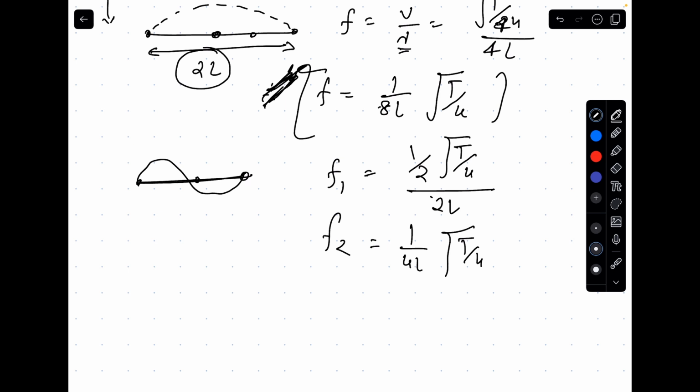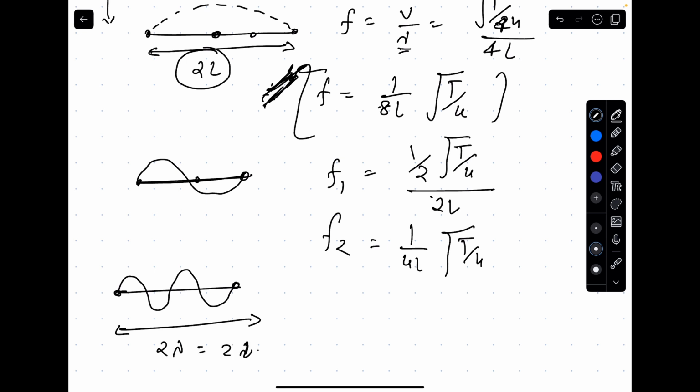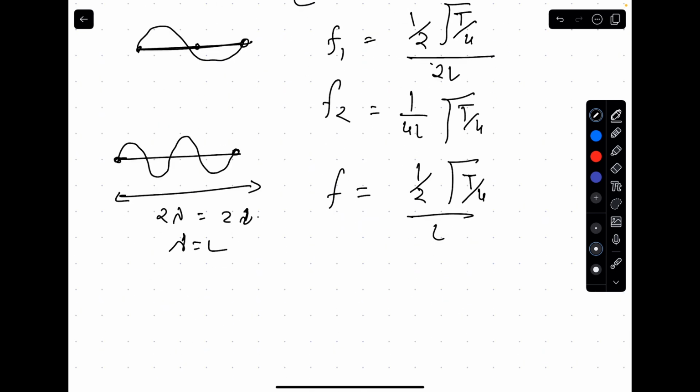What if I do the half of this? Okay, so let us do it like this. So in this case I will have 2 lambda as 2L. So 2 lambda is 2L, then lambda is simply L. So then I will get the frequency as 1 by 2 root T by mu divided by L. And this frequency is matching with the frequency of the lighter string. It means at this frequency both of these strings will do the resonance. They will vibrate. They will have fixed node and fixed antinode.